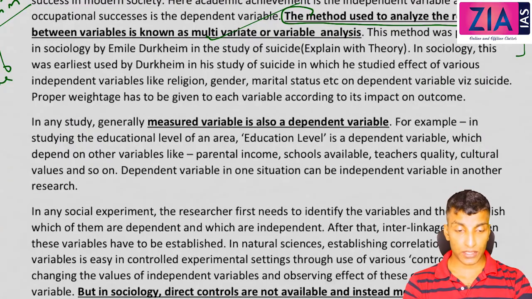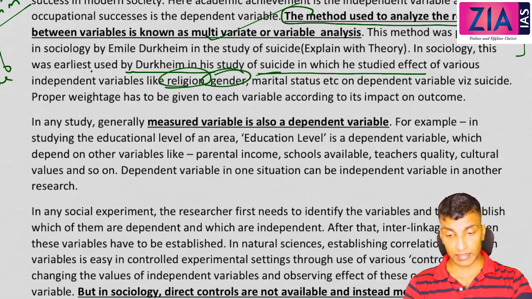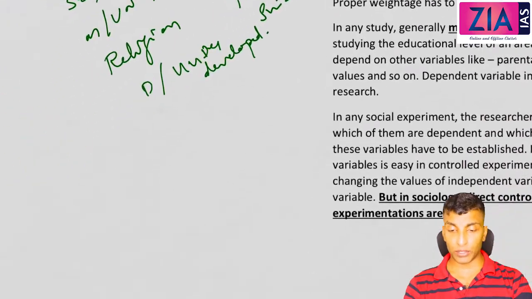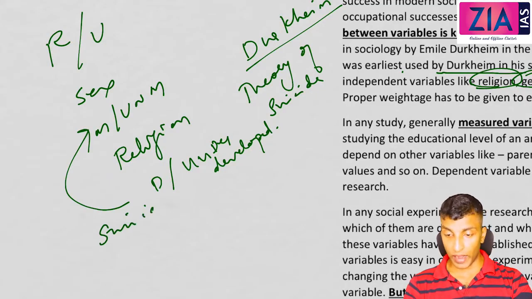In sociology, this was actually used by Durkheim in his study of suicide. He studied the effect of various independent variables like religion, gender, marital status, etc. on the dependent variable, that is suicide. Suicide is a dependent variable because it depends on certain aspects. It depends on all these variables. That's why it's a dependent variable. Why is it a variable?